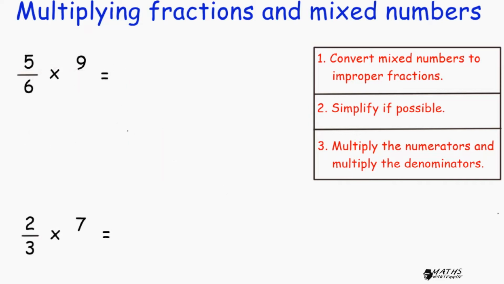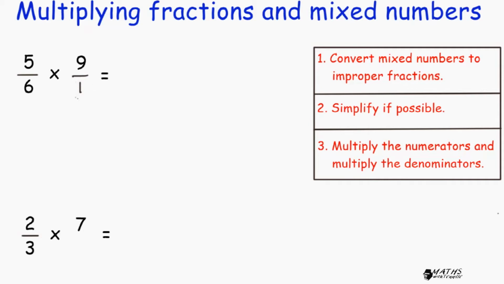Now we're going to look at these two questions. The first one says 5/6 multiplied by 9. I want to multiply my numerators and denominators, but this number 9 does not have a denominator. It's very simple. If you have a whole number, you can simply put it over 1 and it does not change the value. This is because this over sign means the same as division, and 9 divided by 1 gives you 9, so it's the same value.